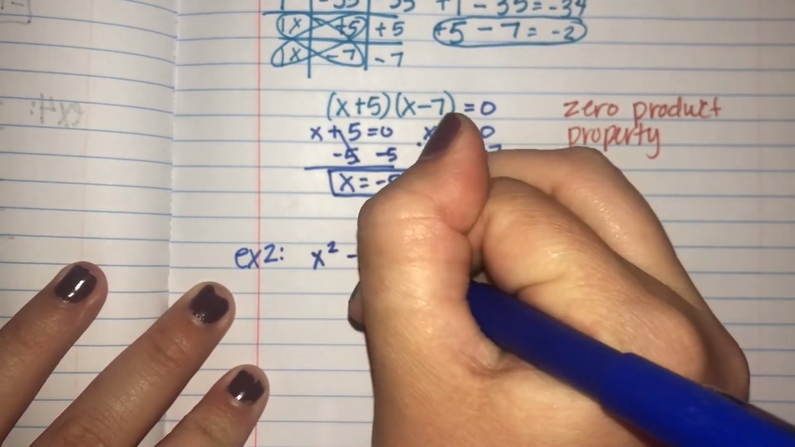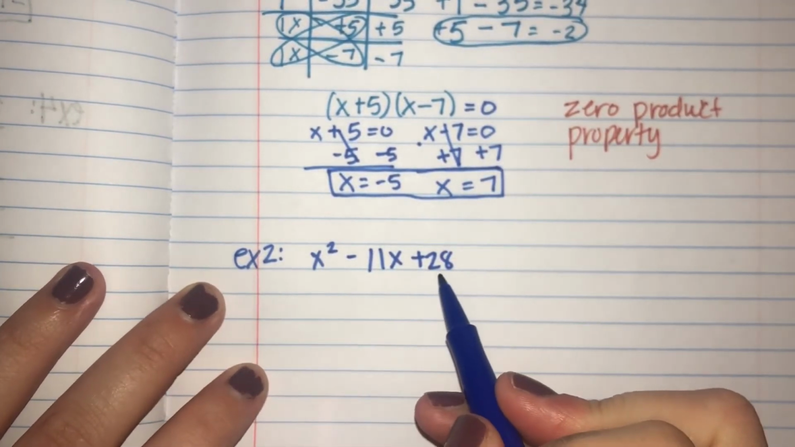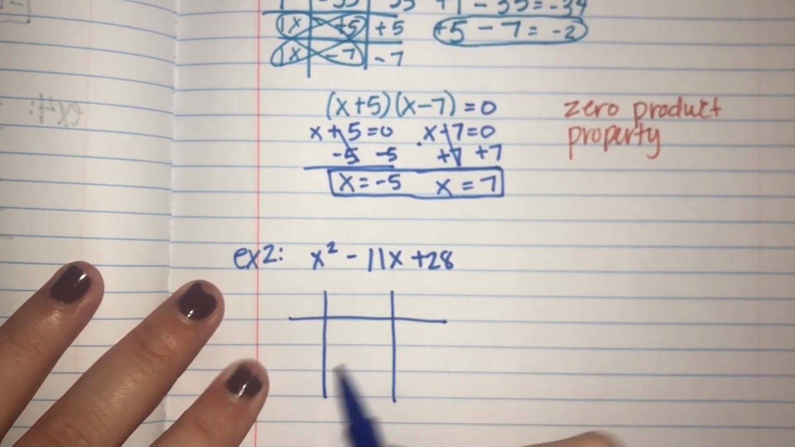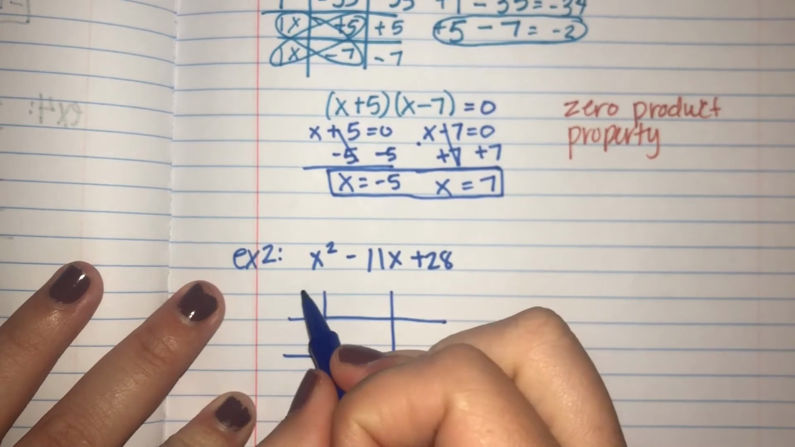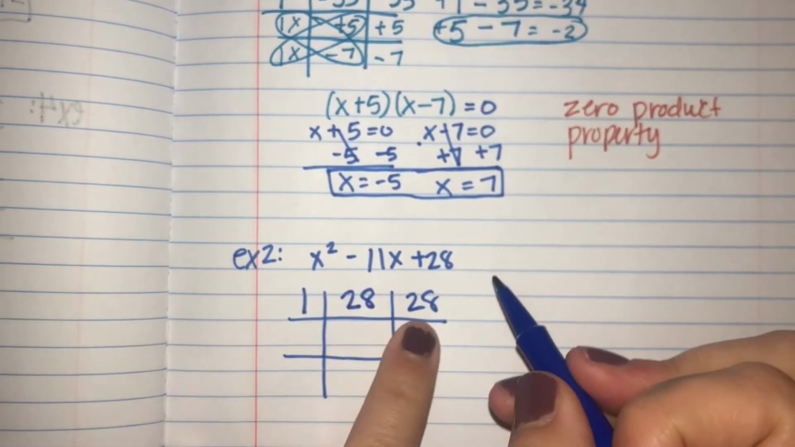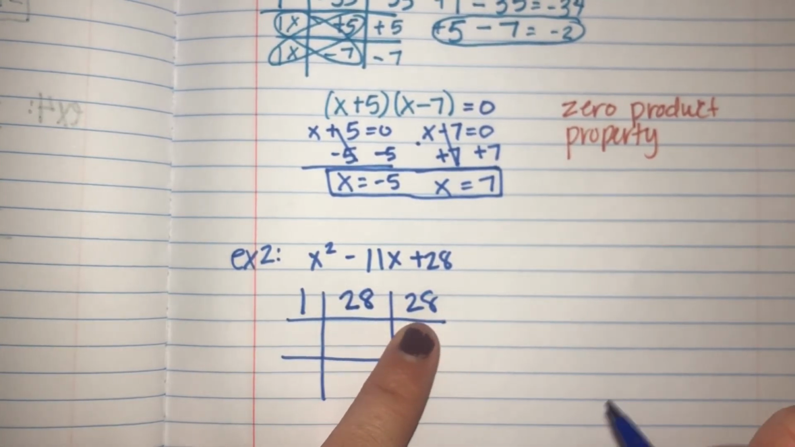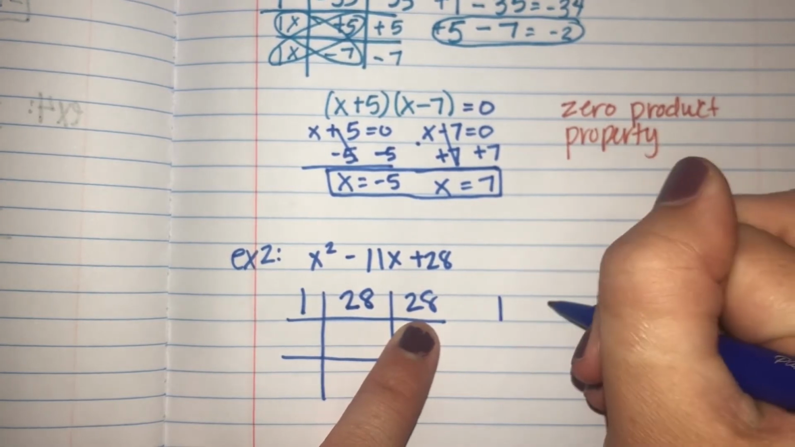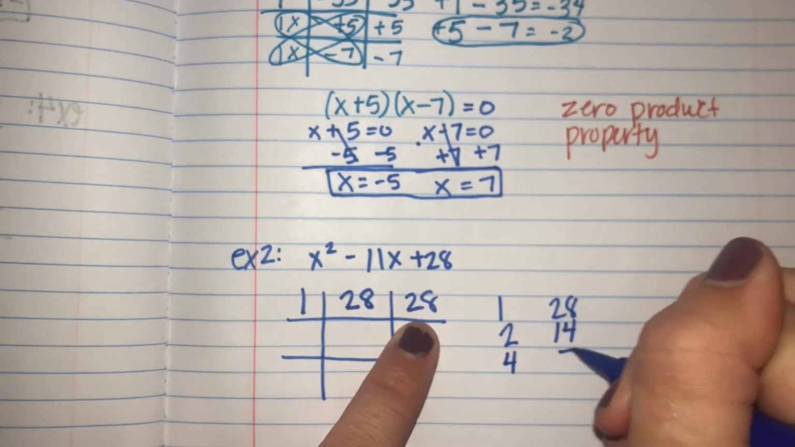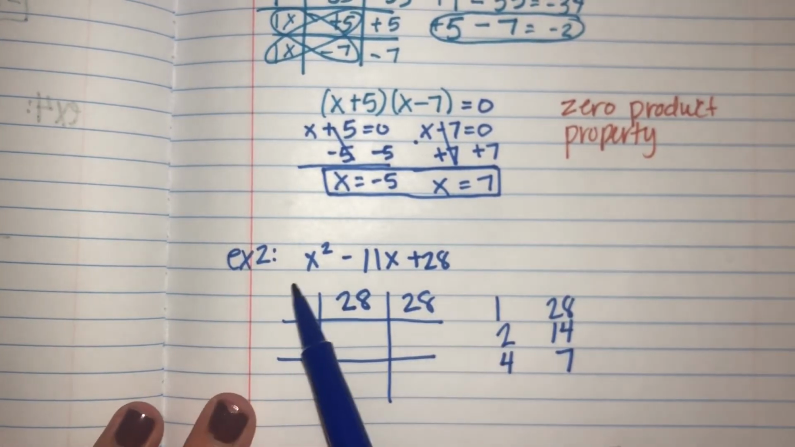Okay, so example number 2. x squared minus 11x plus 28. Is that in standard form? Yes. So I am going to create my tic-tac-toe square. A, C, A times C. The factors of that number. So I want you to pause the video and list the factors of the number 28. You have 1 and 28, 2 and 14, 4 and 7. I think that's it. And I'm looking for the pair that gives me which of these numbers?